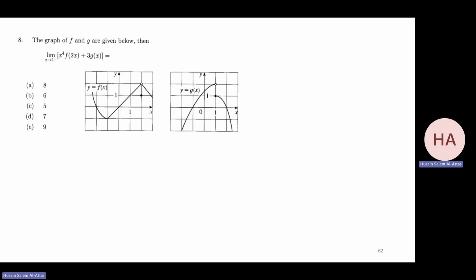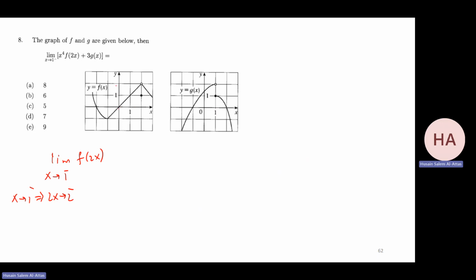Now I want to deal with x goes to 1 from left. Let us do it in 2 steps. First, what is the limit as x goes to 1 from left of f of 2x? Note, if x goes to 1 from left, that means 2x goes to 2 from left. So I need to check f of x as it goes to 2 from left.